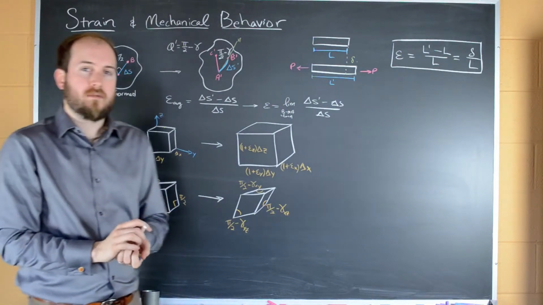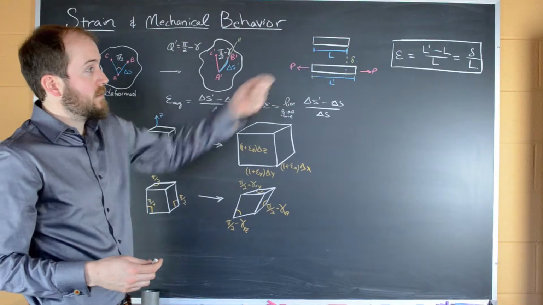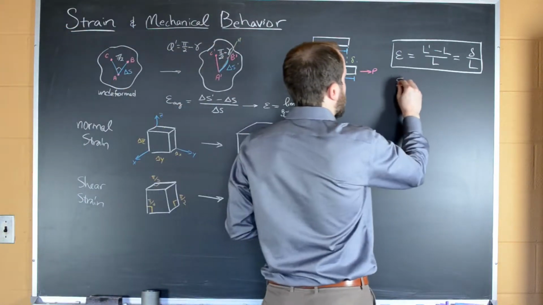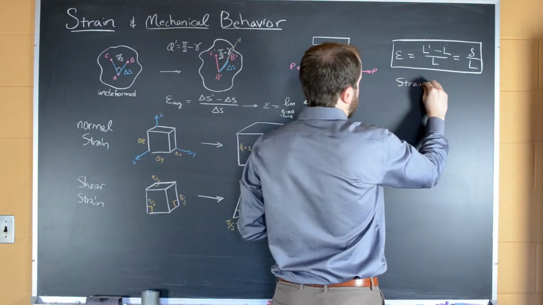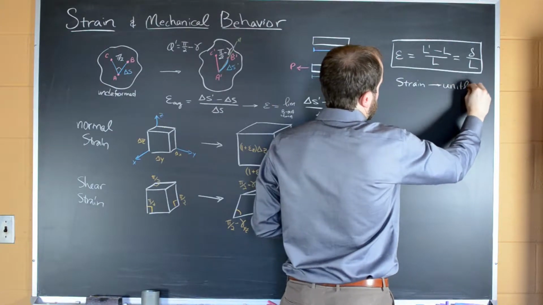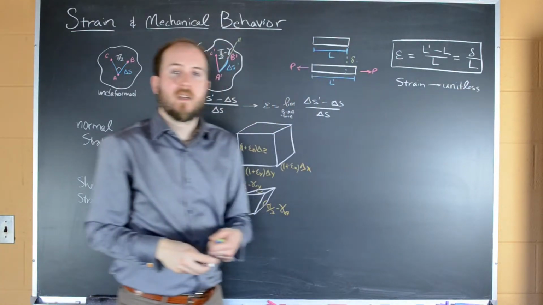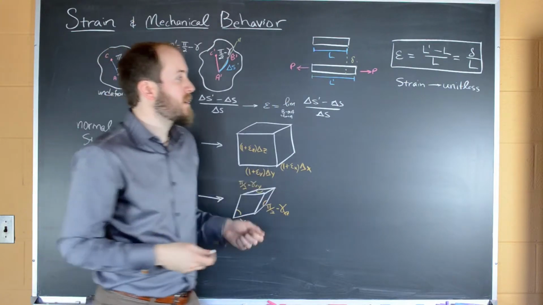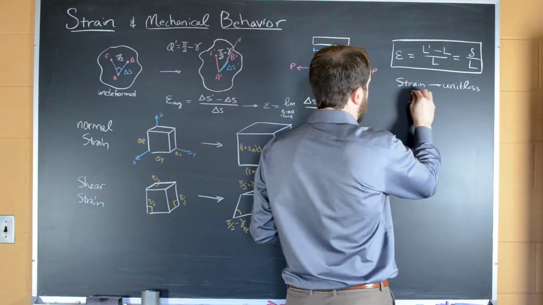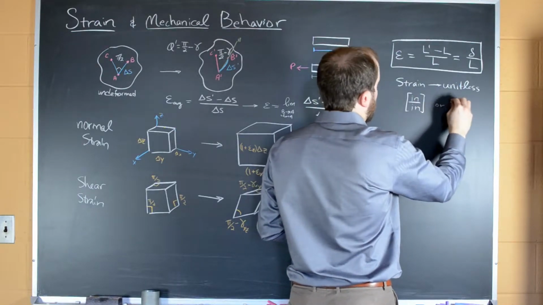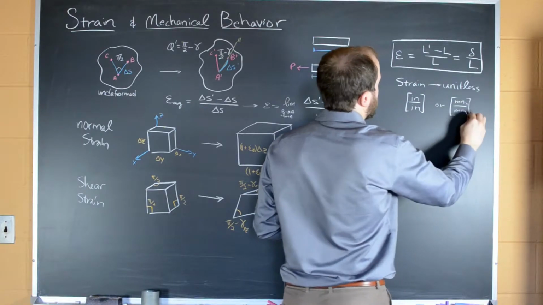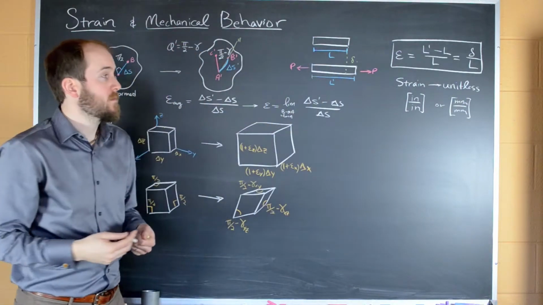So I should make a few notes about strain. First off, as you can see, it's either an angle or it's a ratio between two lengths, which means strain is unitless. It's a dimensionless quantity. Sometimes you might see it written as the ratio of two lengths. So you might see it as inch per inch, or millimeter per millimeter. But just note that this is a dimensionless quantity.